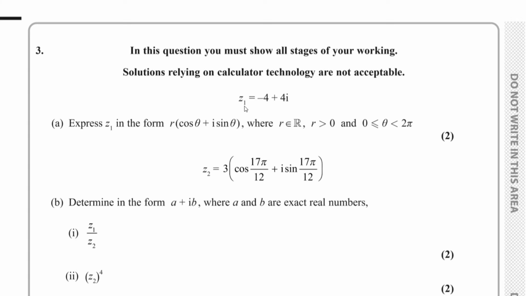Question number 3. z1 is equal to negative 4 plus 4i. Part A, we have to express z1 in the form r multiplied by (cos theta plus i sin theta), where r is a real number, r is greater than 0, and theta is in between 0 and 2 pi.